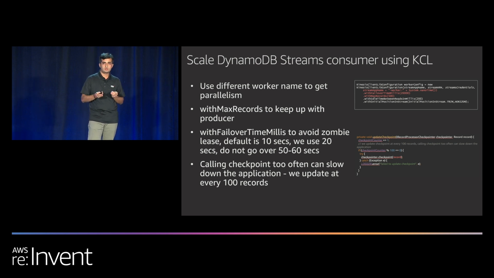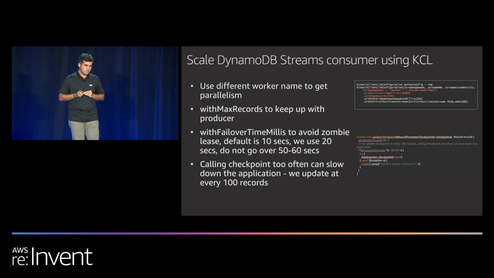If you are experiencing slowness, it is possible that you will again go over 10 seconds. If that happens, KCL will take the lease from thread 2 and give it to another thread, let's say thread 3. If this continues to happen, you are going to end up in a deadlock loop. But the good thing is you can tweak this parameter. For us, we moved to 20 seconds, which is working really fine. However, it is advised not to go over 50 or 60 seconds.